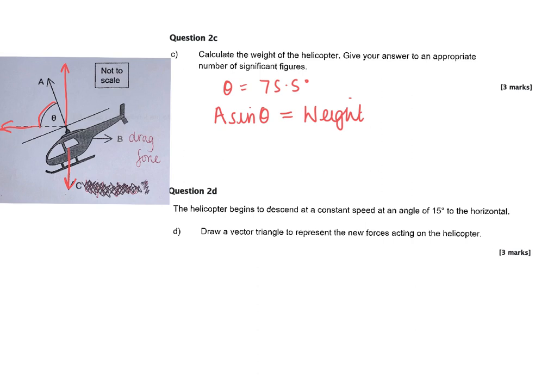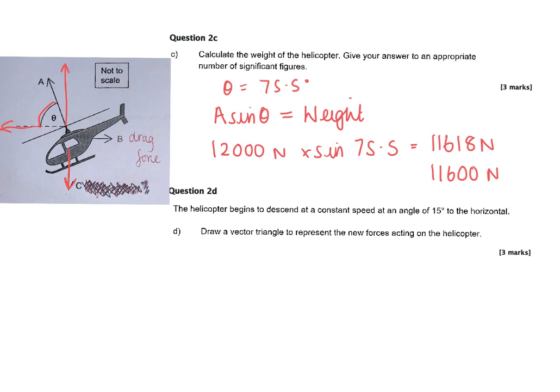we take our value for A from the previous page, which was 12 kilonewtons, 12,000 newtons. We times it by sine 75.5 and we get 11618 newtons. And it says to give it to an appropriate number of significant figures, which, having a look back at the previous one, 2 or 3 significant figures would be appropriate.